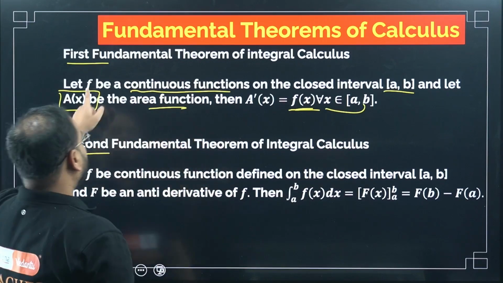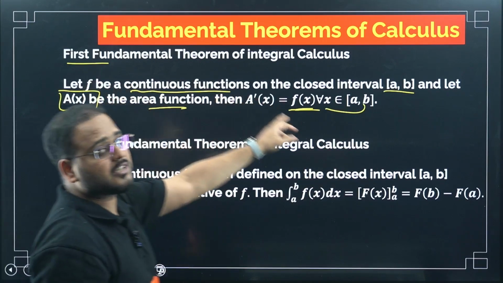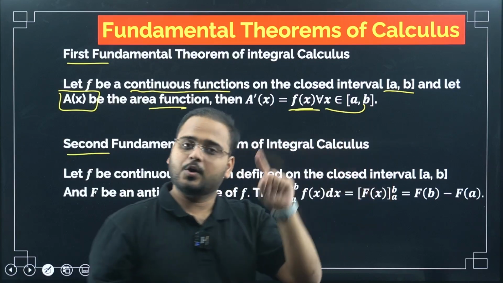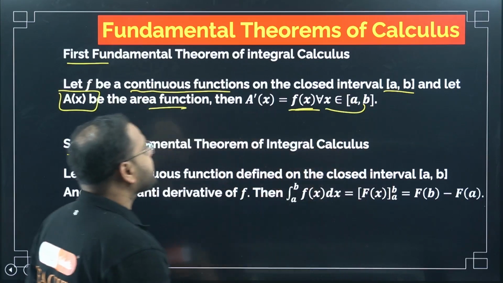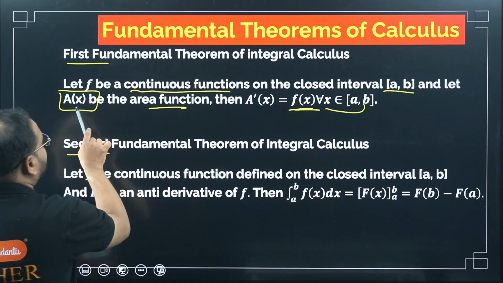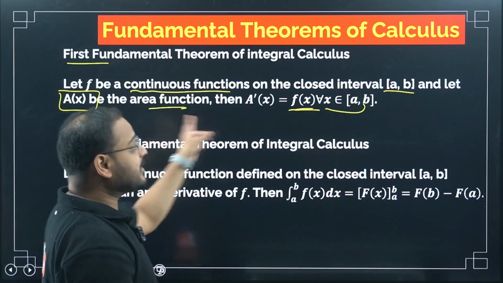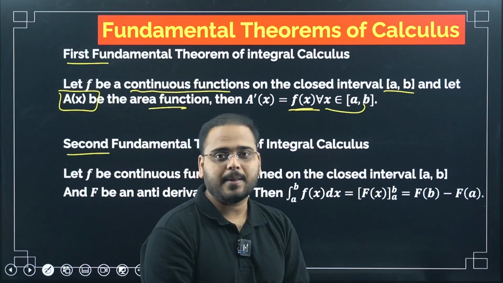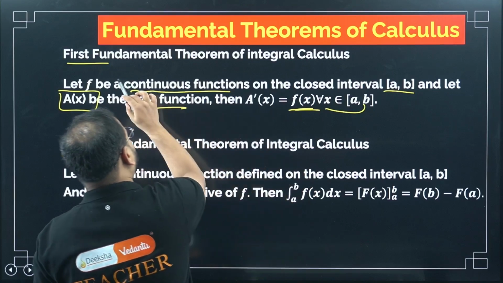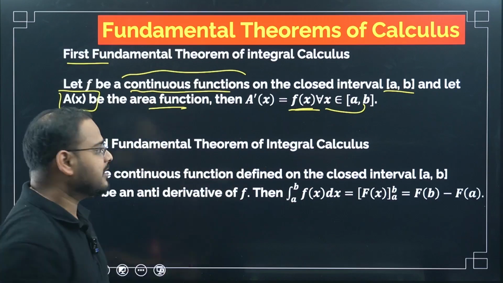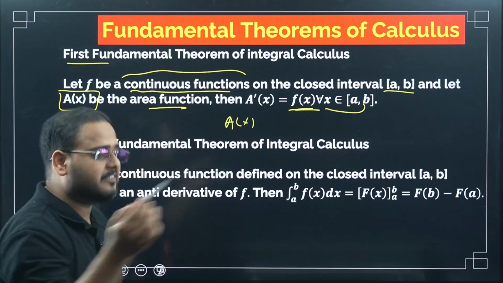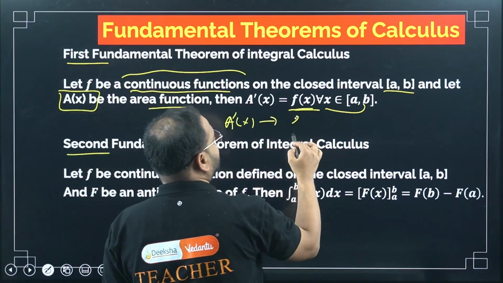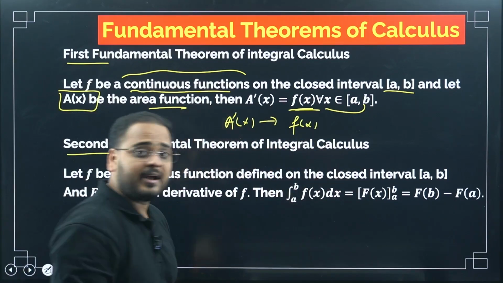Check here. f is a continuous function in the closed interval a to b. Go and check how we define continuity in an interval for a given function. Then I can have a function A(x), whose derivative will be equal to the function f(x). Means if I have a continuous function like this, then there will exist a function A(x) whose derivative will be equal to the function f(x), again in the same interval.